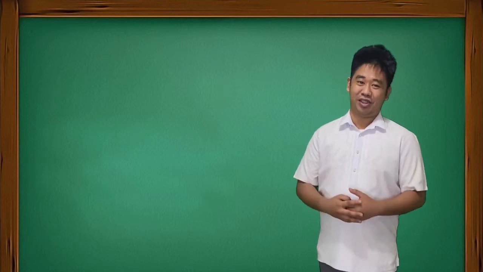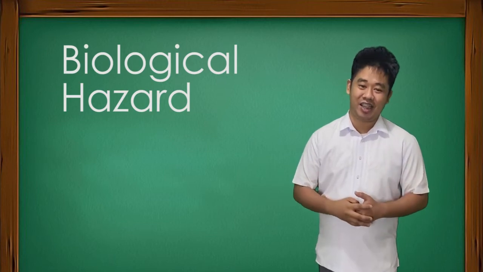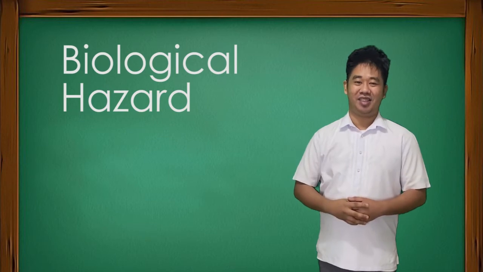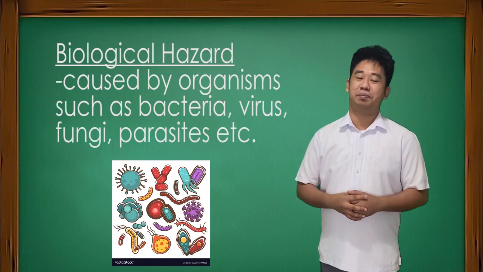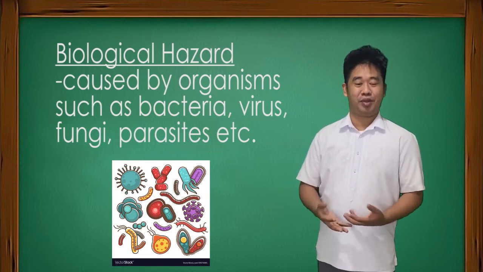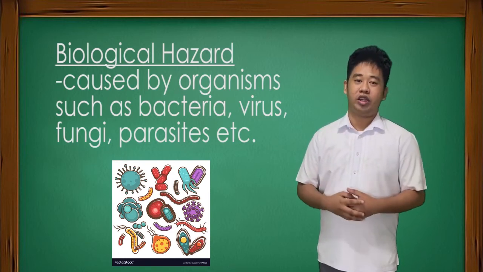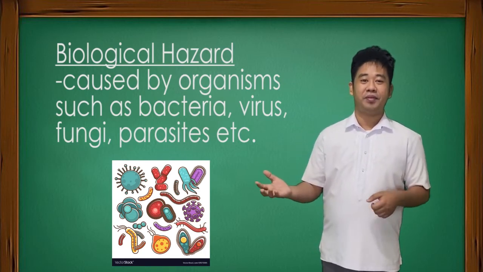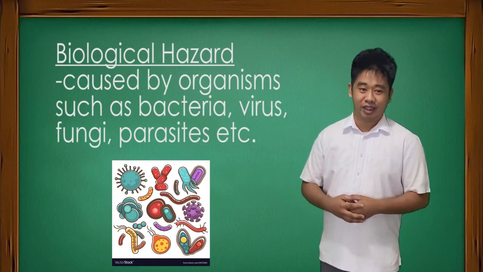The next type of hazard is biological hazard. Do you have an idea, class, about biological hazard? Yes, Jared. Very good. Biological hazard is also known as biohazard. In science, when we say bio, it means life. Meaning, when we say biological hazard, it is a type of hazard caused by living organisms such as bacteria, virus, fungi, parasites, and many other living organisms.